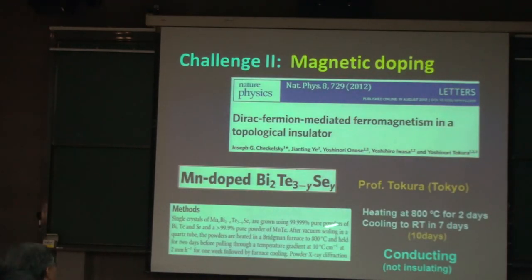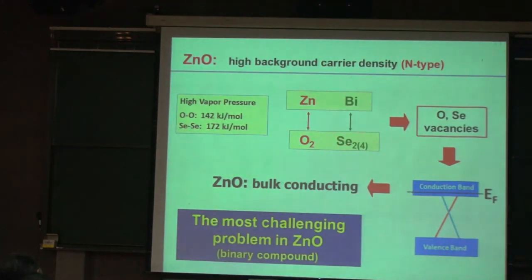And another group from Tokyo went one step further. They made the magnetic doped material using manganese with this compound. I think they published the paper in August of last year, and same thing, it takes 7 days, or basically 2 weeks, to grow one very high quality uniform sample by this self-flux method in the professor's group. But if you read the paper, the sample is still conducting. So why, you may ask.